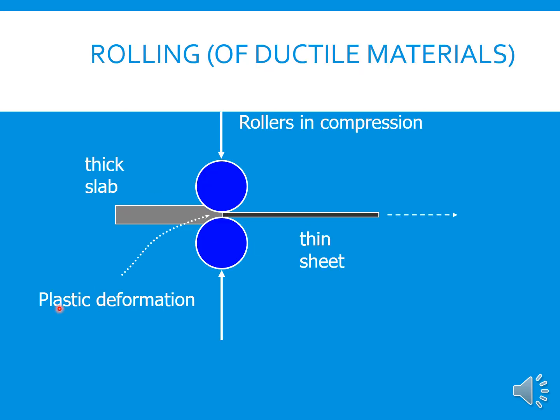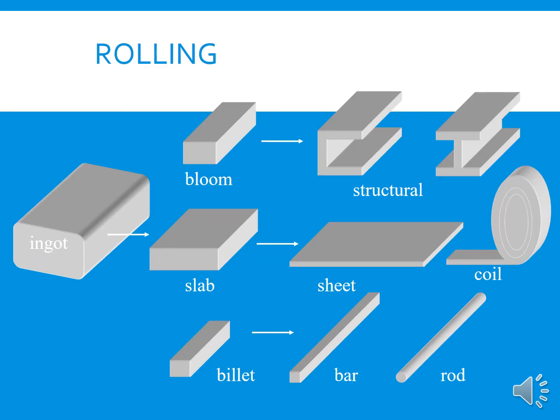Next is about rolling. In rolling, for example, we have a thick slab, and then we roll the slab here. We have two rollers to compress it by plastic deformation. For example, here we go from 10 mm thickness of the metal to, for example, a 3 mm thin sheet. This is an example of rolling from ingot or slab. From ingot go to slab, slab go to sheet, sheet go to coil. Example here, from the bloom we go to structural shapes like a C channel or I-beam.